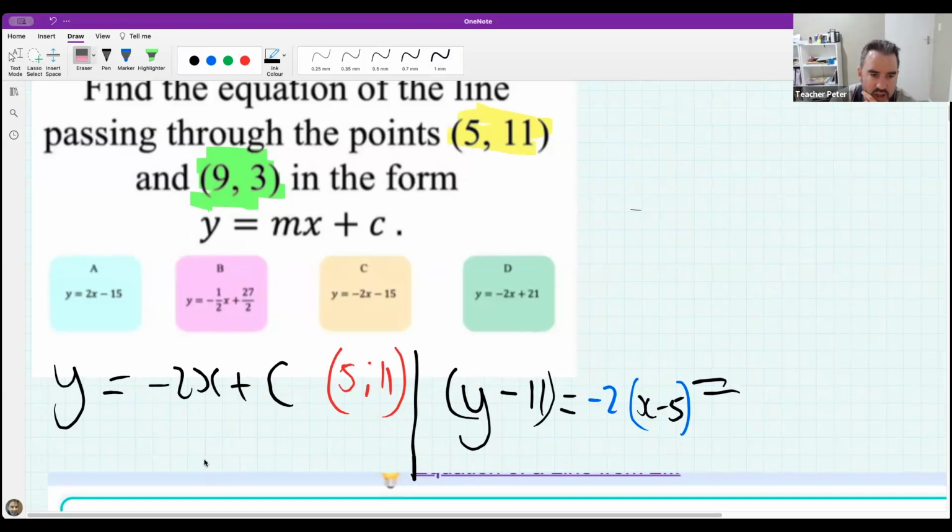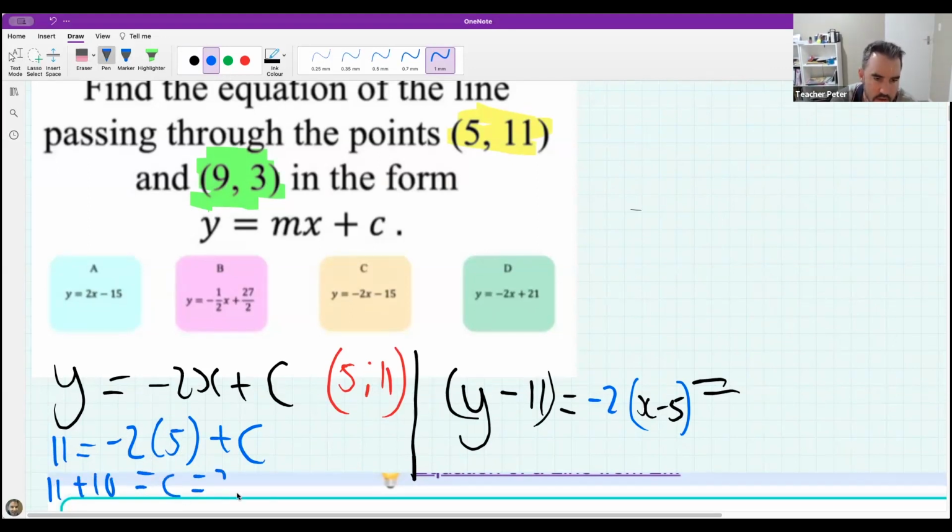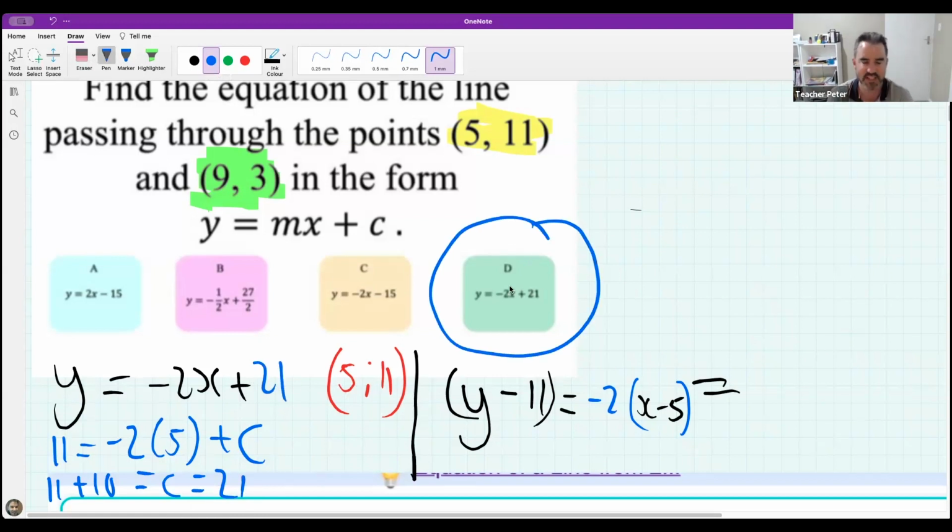Okay, let's have a look. I'm going to go for the method where I sub the point into it. So we get 11 equals minus 2 times 5 plus C. This minus 10 goes to the other side and becomes 11 plus 10. And C is 21, which means this must be 21. And the correct answer is D. So the equation of the straight line going through those 2 points is just D.